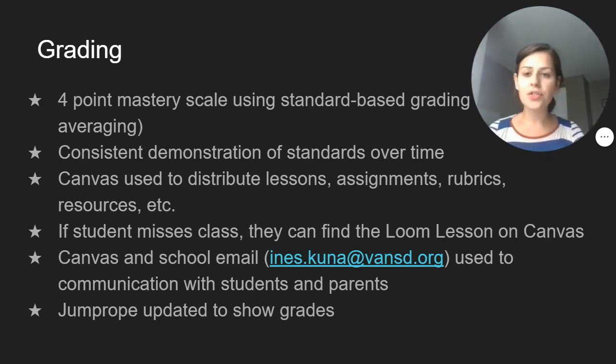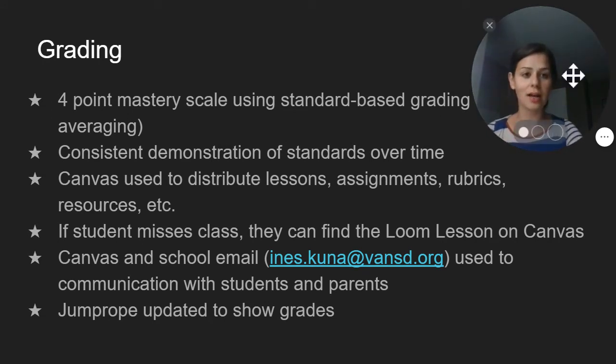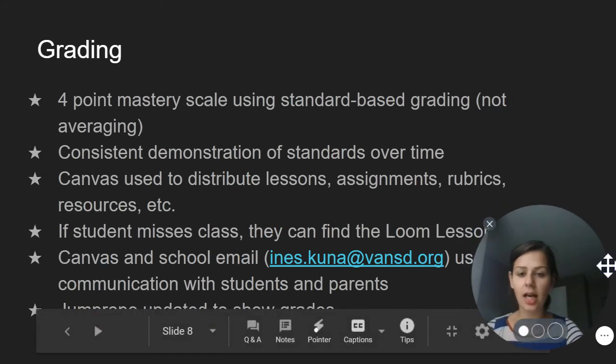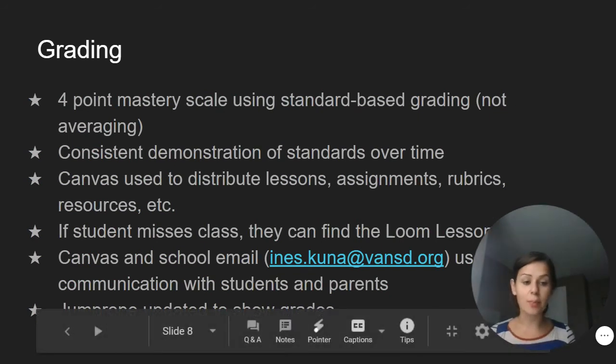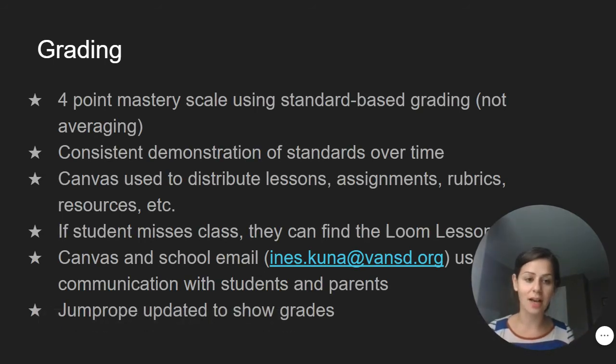Okay. So we use a 4-point mastery scale with standards-based grading. We do not average. And we look for a consistent demonstration of standards over time. So for example, if a student does really well in a research standard at the beginning of the year, and in fact, the first assignment that I have for TED Talks is a research assignment, if they do really well with that, I'm going to want to know that in January, they're going to be equally able to do as well, and that their learning has not gone in one ear and out the other, and that they haven't just shown it for the time being and then forgotten it. So consistency is something that we really value at iTech.